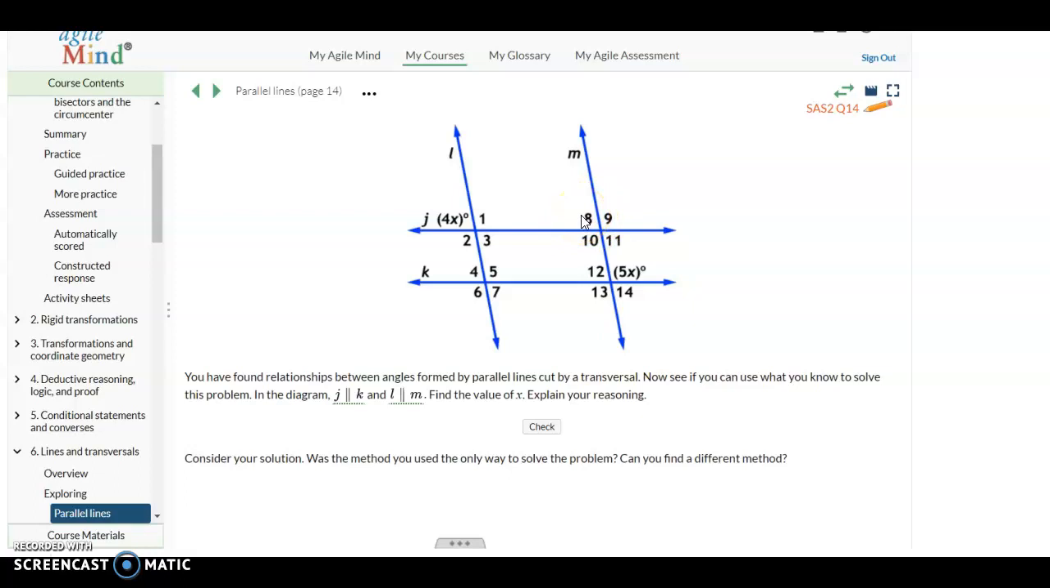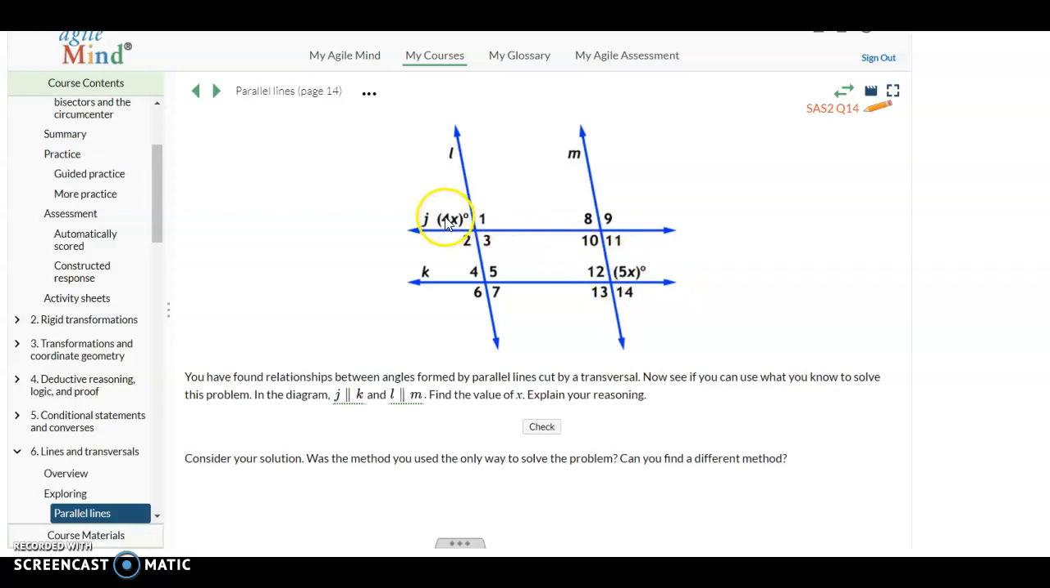I could use another pair of corresponding angles with 8 and 12 to say if 8 is 4x, then 12 has to be 4x because they are corresponding angles and they're congruent. And now I can say angle 12, which is 4x, is a linear pair with the 5x. And I know linear pairs are supplementary. And so I would know 4x and 5x are supplementary, add them together, set them equal to 180 to solve for x. Now that is certainly not the only way that I could go about doing that.